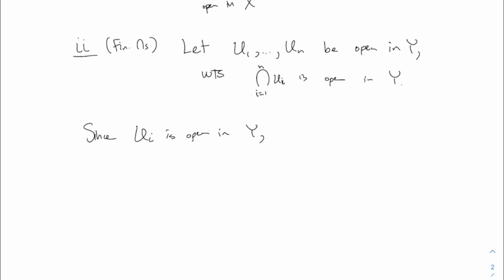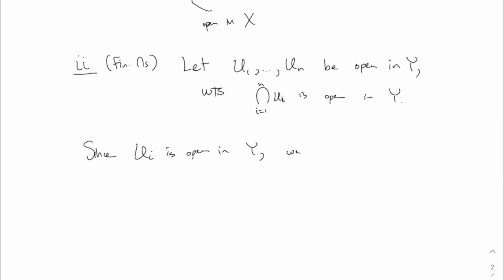So since U_i is open in Y, we have something like U_i equals V_i intersect Y for V_i open in X. This is the definition of what it means to be open in the subspace topology. It means that your open set is actually the intersection of some open set from the larger space intersected with Y.